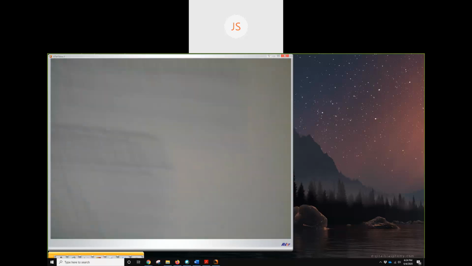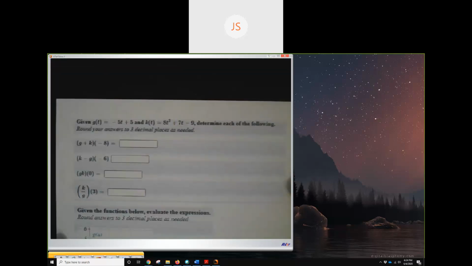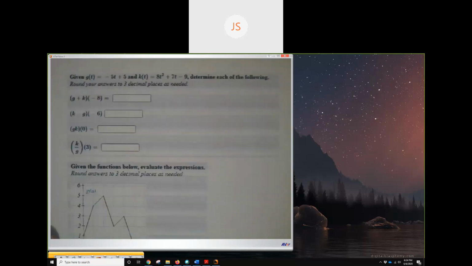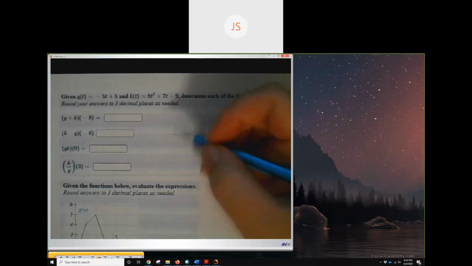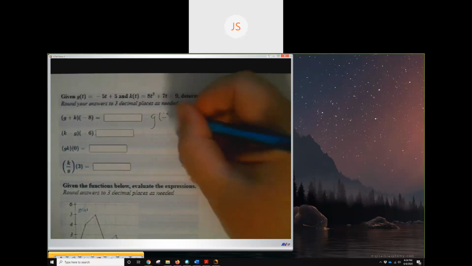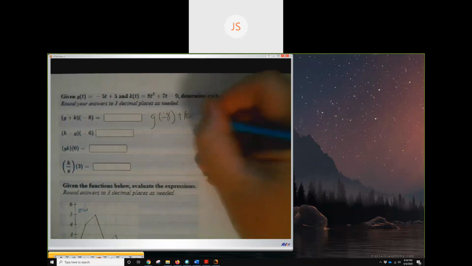All right. So if you're given a function definition, then you're just going to plug in. So I'm going to need my calculator for this one, which the baby threw. Thank you, Aria. Okay. So then this is going to be g of -8 plus k of -8.